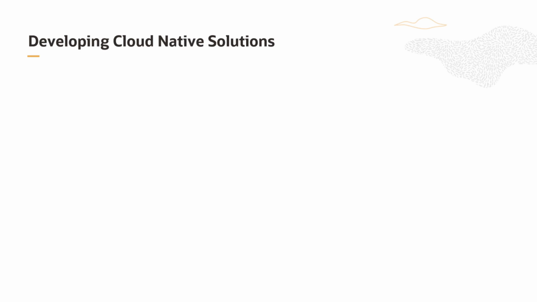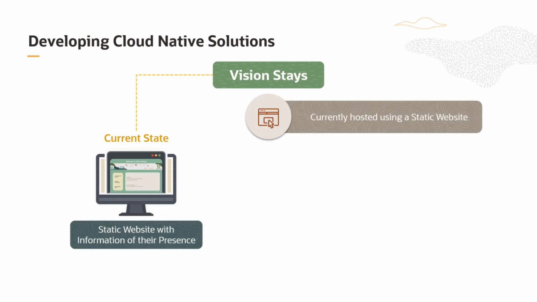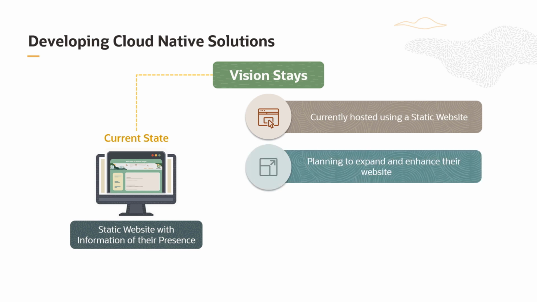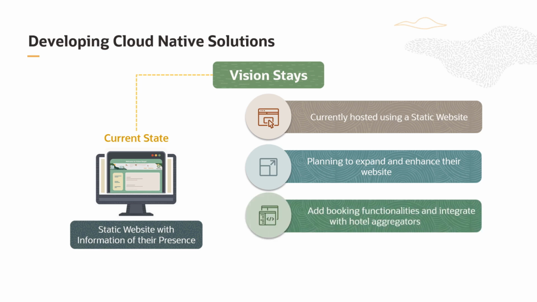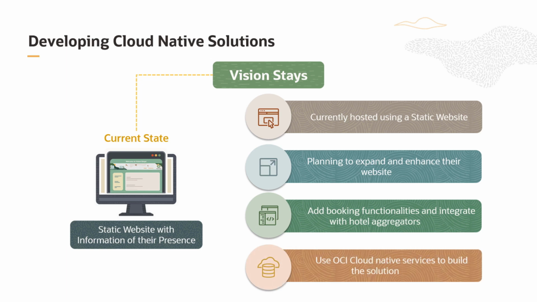Let's understand Trisha's requirement in more detail. A hotel chain, Vision Stays, has a static website in its current form, and now they are interested in building a hotel booking facility to expand and enhance the website for their customers. They want to add a booking functionality, also some integration capabilities which will allow third-party hotel aggregators to inquire about their hotel room availability and to book Vision Stays hotel rooms. They are looking at utilizing OCI Cloud Native solutions to host and enhance features of their website.